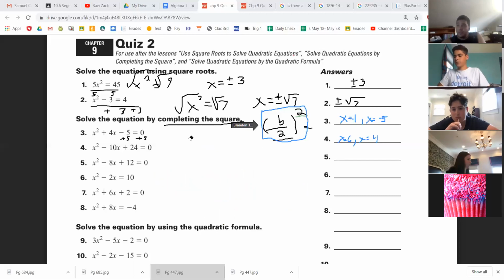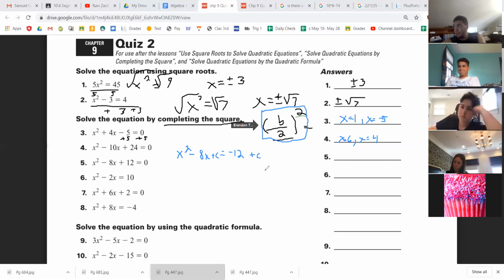So let's start from the beginning. Some people ask, how do you find the numbers in the parentheses? First, we're going to start off. Everyone should agree with me on this part right here: plus C equals negative 12. Make sure it's negative 12. That's the first 2 steps.